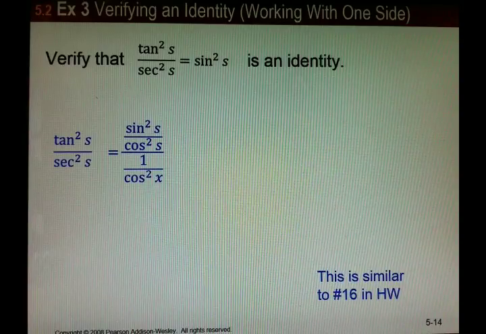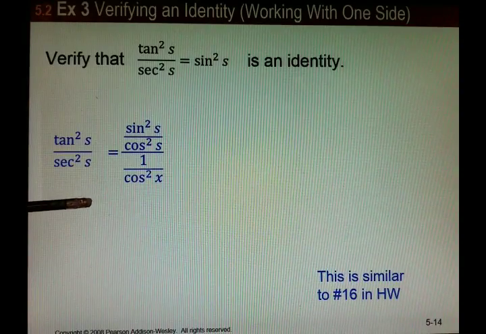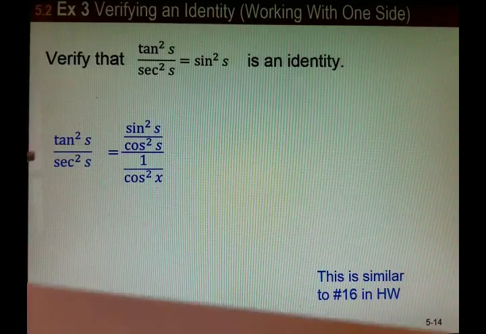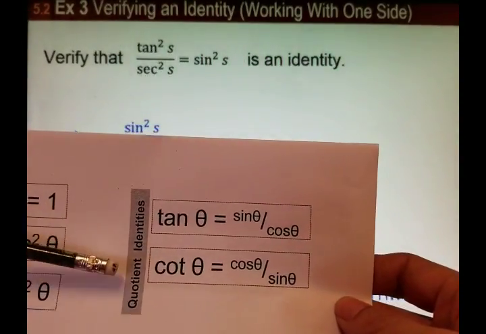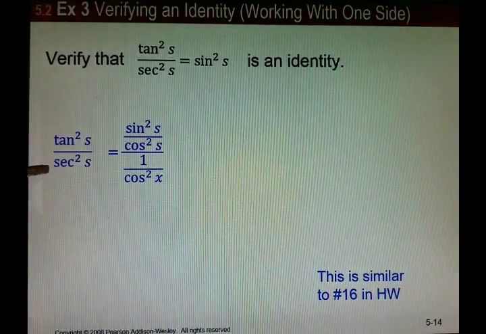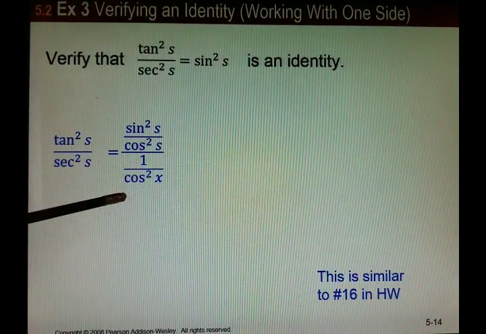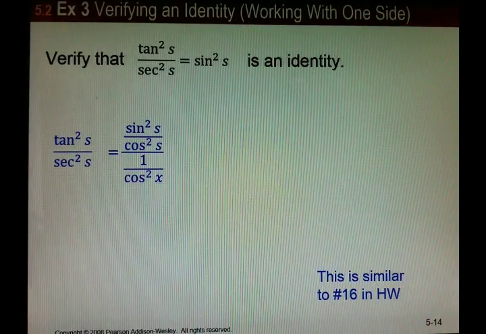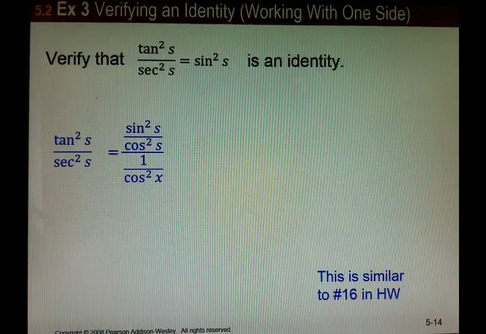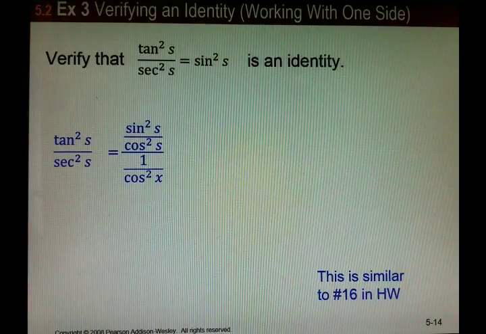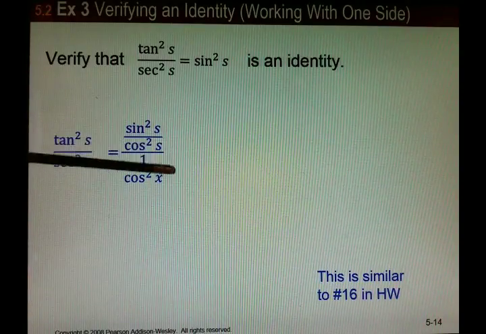The tangent we know is sine over cosine, and we know the secant is 1 over cosine. The tangent is sine over cosine. That is our quotient identity. The secant, the reciprocal, is 1 over cosine squared, so it's reciprocal. That'll be your step 1 on that homework question, something similar to this. Now we know dividing fractions, easy as pie. We're going to flip this second one here to multiply.